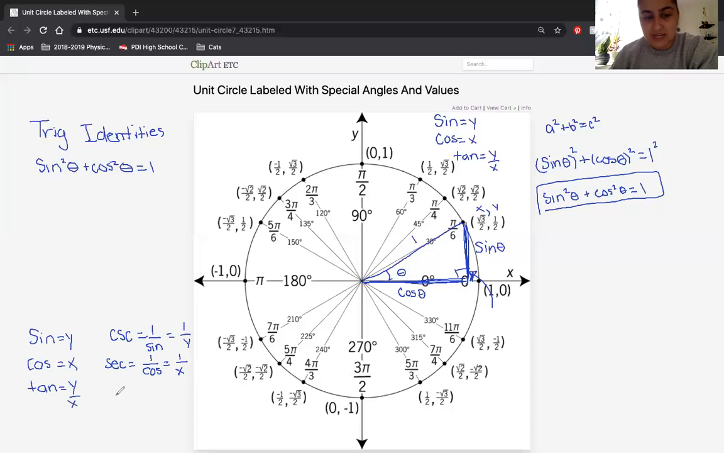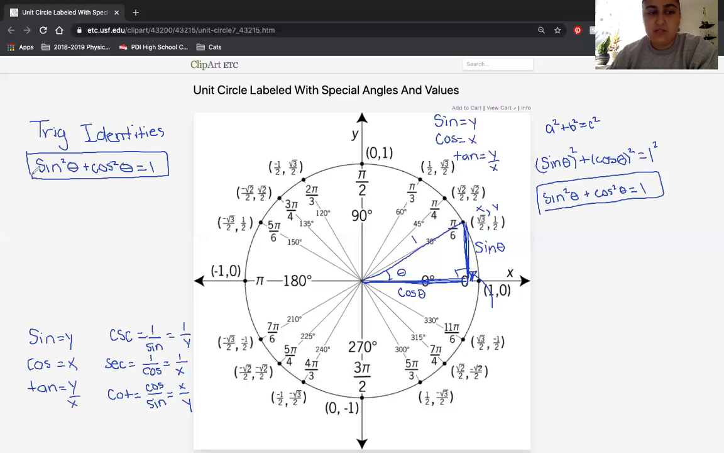And then we have cotangent. And cotangent equals cosine over sine, which we can then say equals x over y. So these are our 6 trig identities or trig functions. And we've already found one trig identity. We're going to find the other 2.